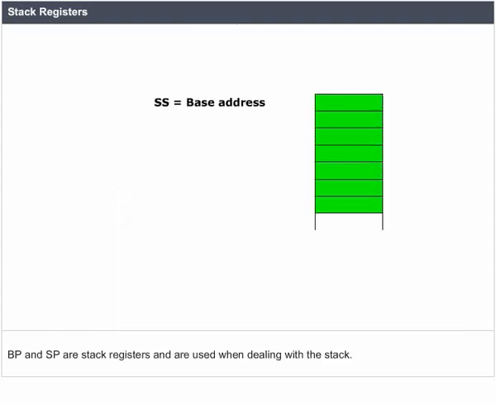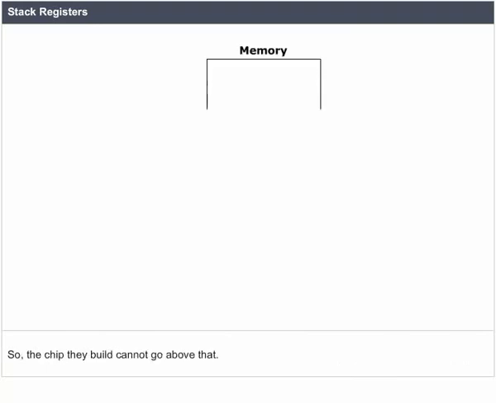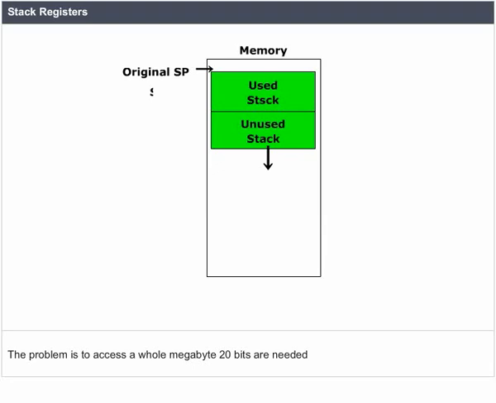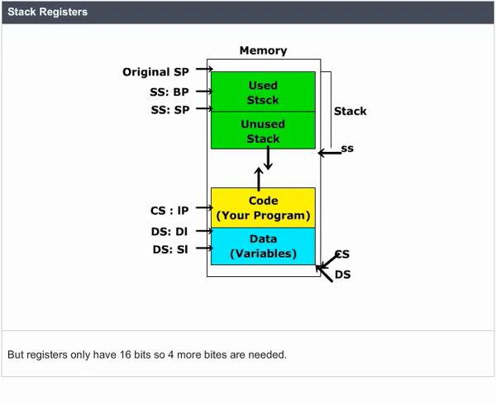Stack registers. BP and SP are stack registers and are used when dealing with the stack. The designers of the 8088 decided that the maximum need for memory space would be 1 megabyte. So, the chip they built cannot go above that. The problem is, to access a whole megabyte, 20 bits are needed. But registers only have 16 bits, so 4 more bits are needed.